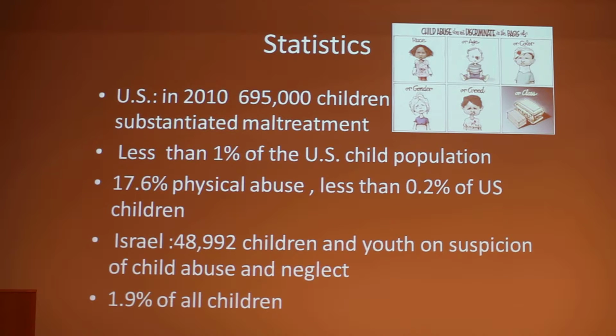Regretfully, it's a worldwide problem, and it's very easy to get statistics from the USA. So in 2010, there were almost 700,000 children that underwent maltreatment, and that's less than 1% of all the children in the US. Approximately 80% of these were object of physical abuse. That's less than 0.2% of all the children population. In Israel, the situation is not better really, and approximately 2% of children underwent any kind of abuse. I couldn't get data from France.